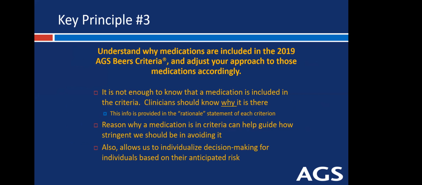Understanding why medications are included in the AGS Beers criteria and adjusting our approach to those medications is important for our third key principle. So again, the rationale statements for why a medication is included are important to look at. The reason a medication is in the criteria can help guide how stringent we should be in avoiding it. And again, it also allows us to individualize decision-making.